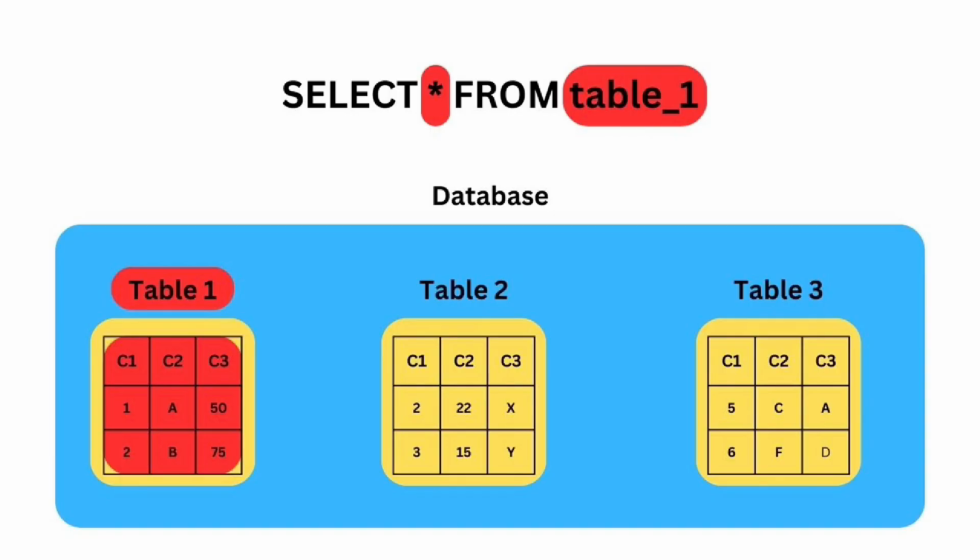If you actually want all the columns from a table, you can use an asterisk symbol in order to request all the columns from a table, essentially just asking for the entire table back. So you'll say SELECT asterisk and then FROM table.